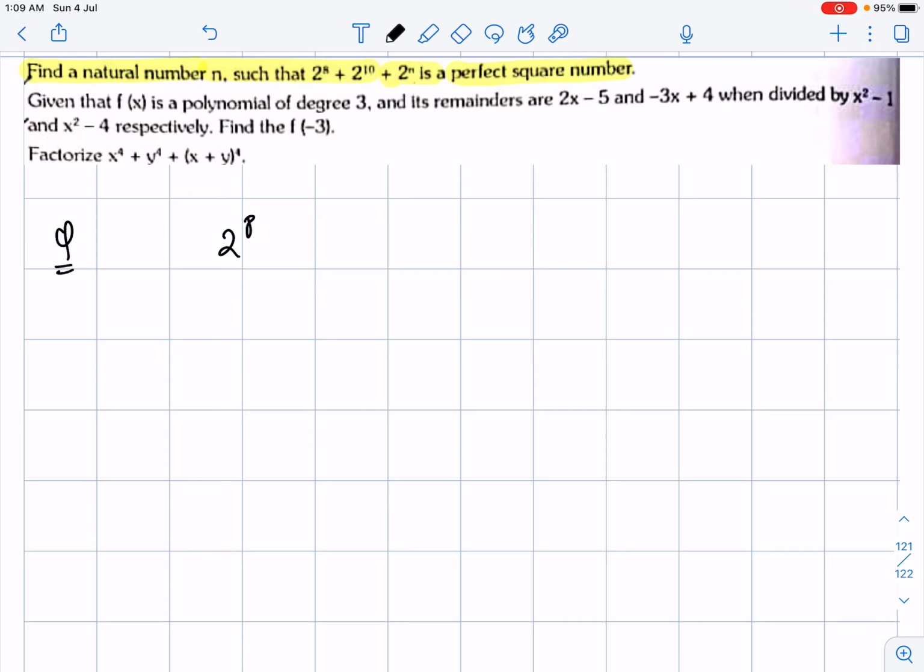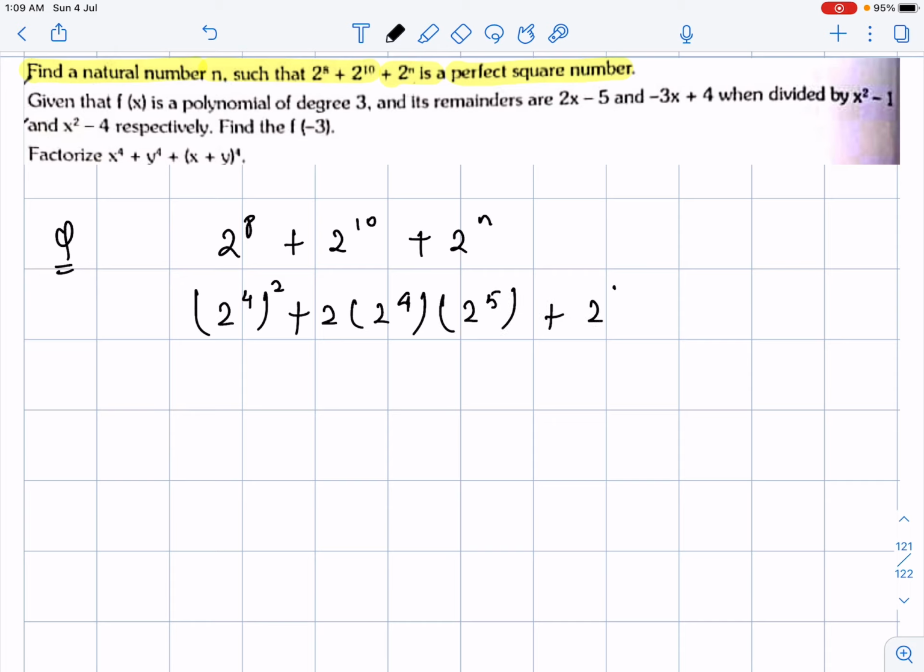For 2 to the power 8 plus 2 to the power 10 plus 2 to the power n to be a perfect square, I would have to generate a plus b the whole square or a minus b the whole square, but it is of the form a plus b the whole square, so I will be writing 2 to the power 4 the whole square plus 2 times 2 to the power 4 multiplied by 2 to the power 5, and 2 to the power 5 the whole square over here. So what will be the value of n getting generated over here?